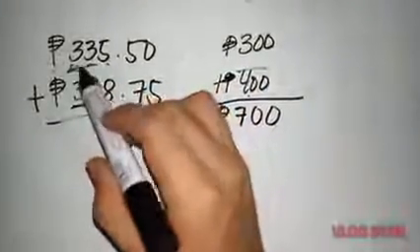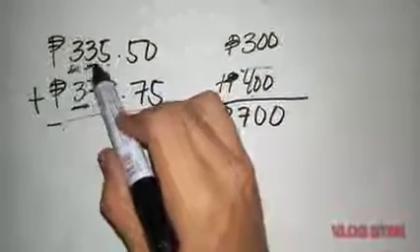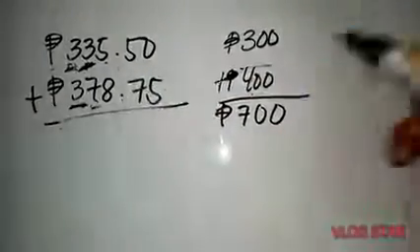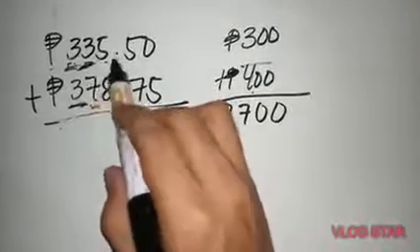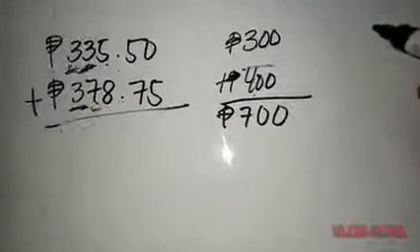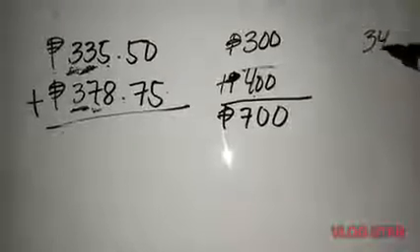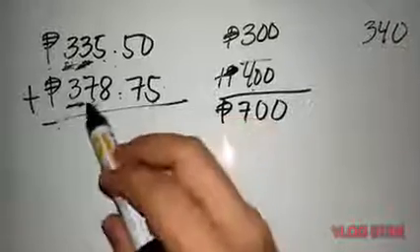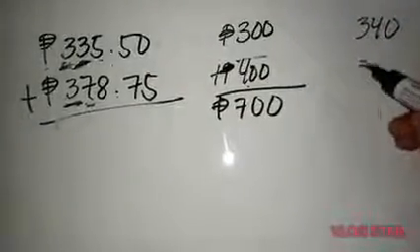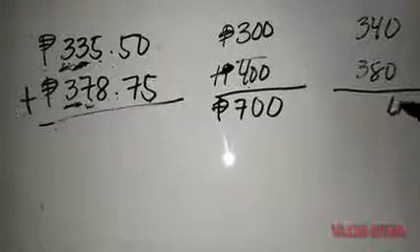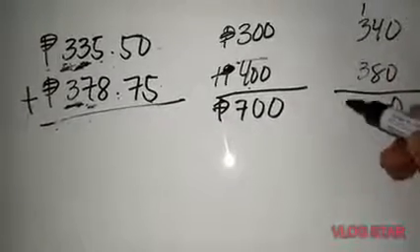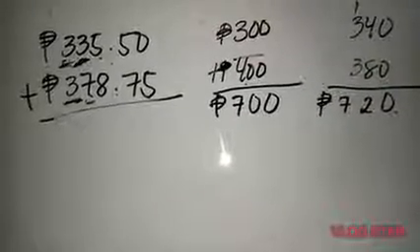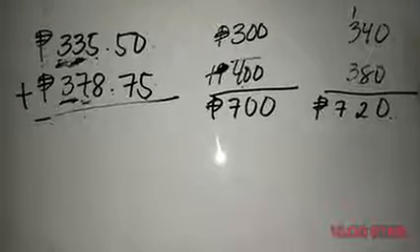Next, let's add it in the nearest 10. So when you add, round it to the nearest 10. When you're going to round 335.50 to the nearest 10, it will become 340. Then 378.75 will become 380. Then add 0, carry 1, 7. So the sum is 720.